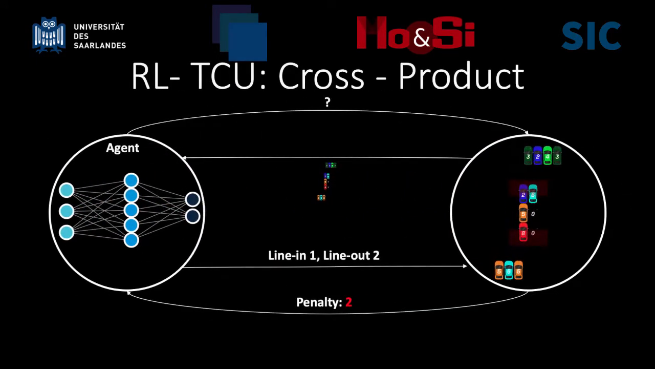The cross-product solution is answering the multi-decision problem by turning it into a single agent problem. Instead of having two agents, we create one agent that simultaneously decides both the input and the output line. This results in a quadratic increase of the action space. As deep reinforcement learning is known to not scale well with an increasing action space, we expect this solution to perform well on small instances, but to not be applicable to larger ones.